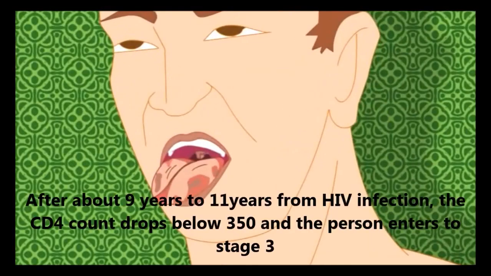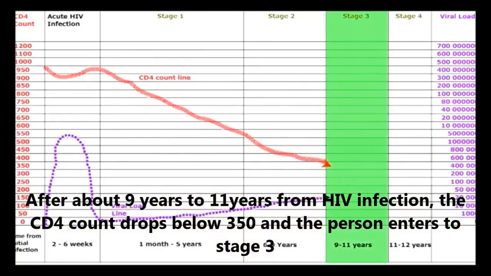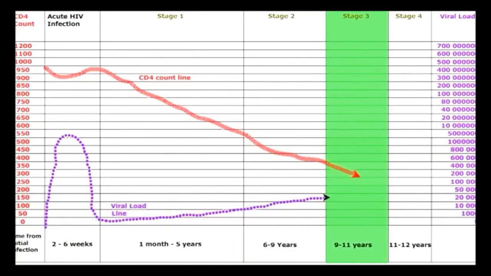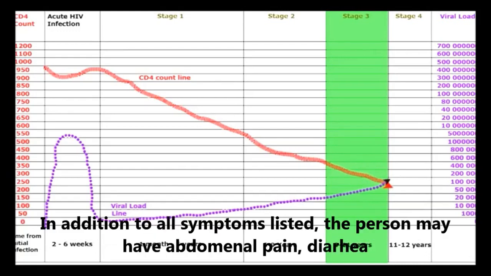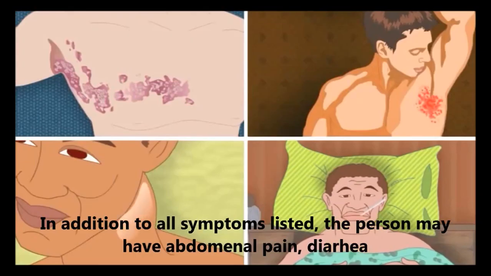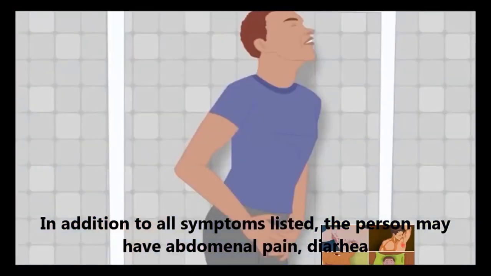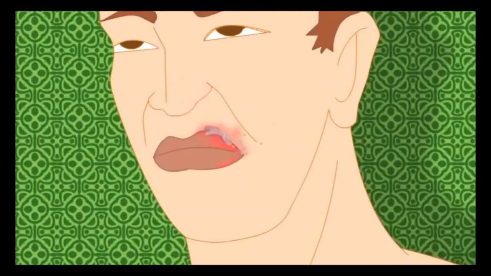After about 9 to 11 years of HIV infection, the CD4 count drops below 350 and the person enters stage 3. HIV viral levels continue to increase. In addition to all earlier symptoms listed, a person may have abdominal pain, ongoing diarrhea, and infections that may happen again and again.